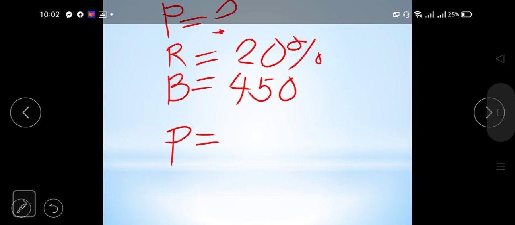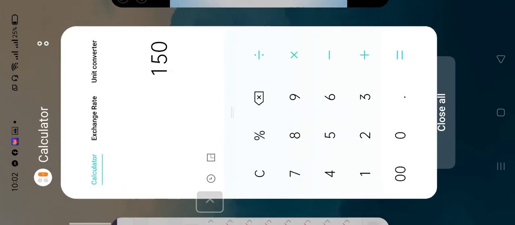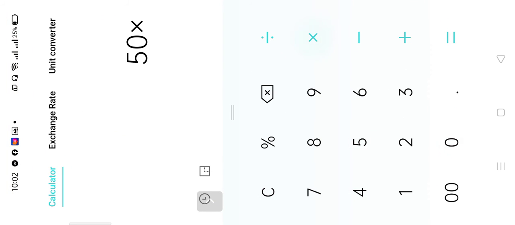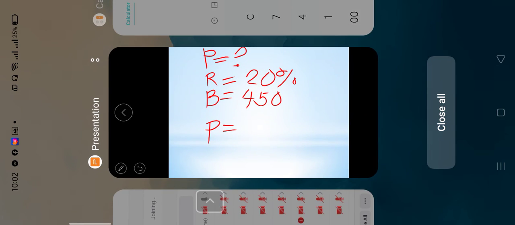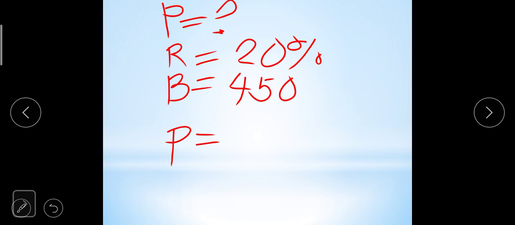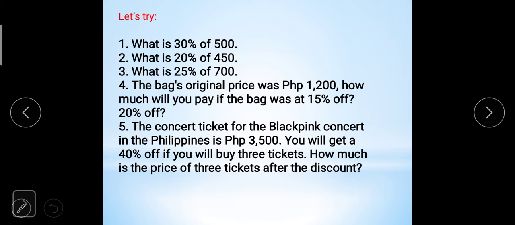90. Let's see. I'm gonna pull up my calculator here in my phone. Oops. 450 times 0.2. 90. Very good. So, the 20% of 450 is 90. Okay. Let's see number 3. What is 25% of 700? What is our B and what is our R? Jeric.